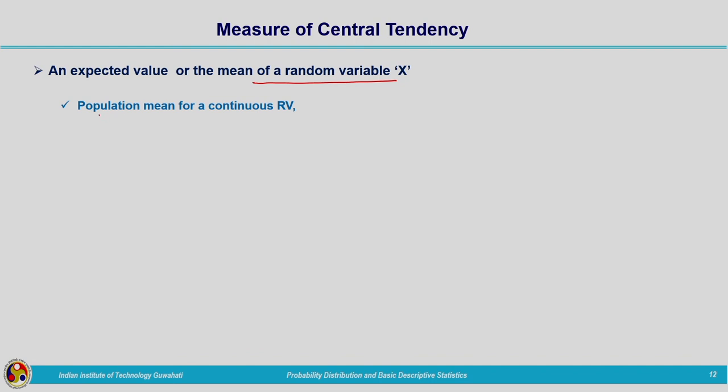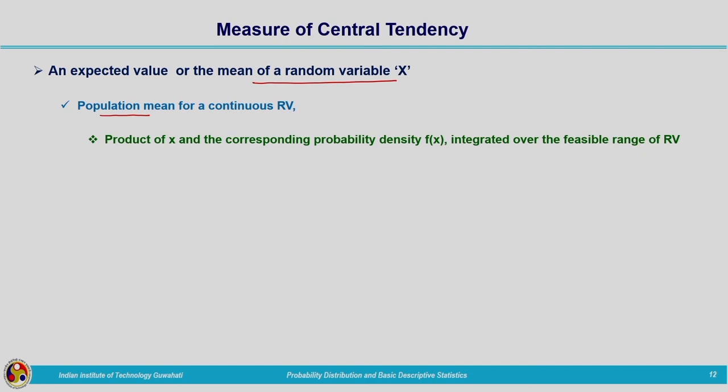we are writing for population and sample separately. Population mean for a continuous random variable is expressed as the product of X and the corresponding probability density f(x), integrated over the feasible range of the random variable. That is, the expression will be much easier when you see it. Expected value of X, E(X), is represented by mu in the case of population. That can be written as integral from minus infinity to plus infinity of x f(x) dx.